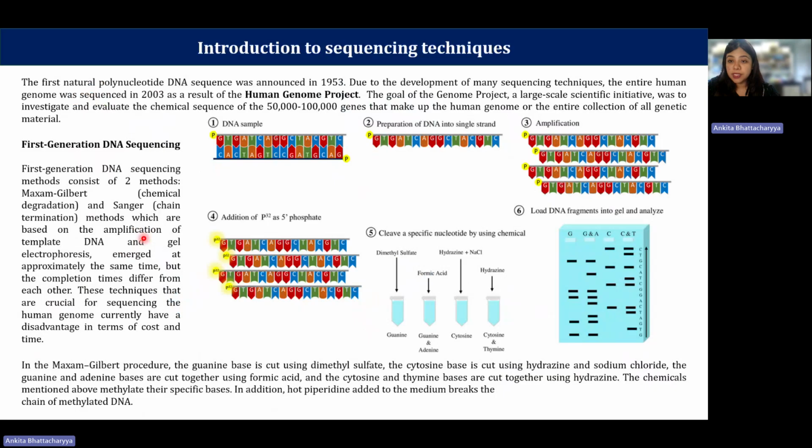When we talked about sequencing methods, we looked at first generation sequencing. Before that, in 2003, the entire human genome had been sequenced. The idea was basically to look at all of the genes that make up the entire collection of genetic material. In the first generation method, two strategies were used. The first is the Maxam-Gilbert and Sanger chain termination method. We have discussed that extensively. The details of it you can look at when you want.